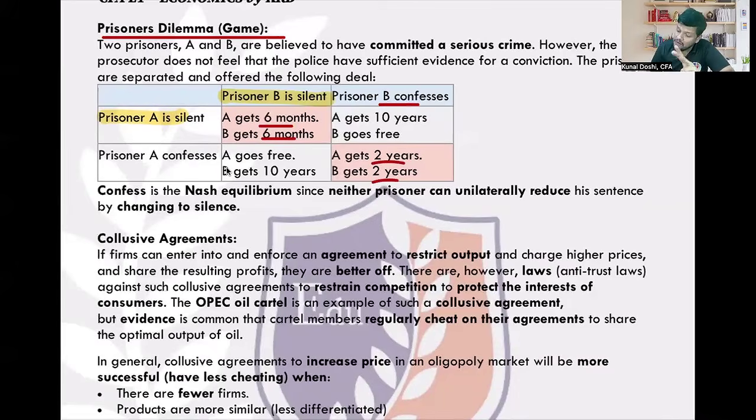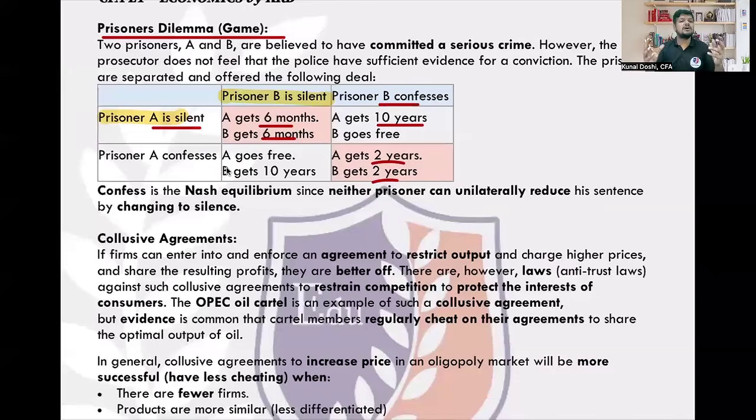But they are also being offered that if one of the persons remains silent and the other confesses, then the one who confesses will walk out free, but the other one gets a 10-year term in jail. Now, even if you would want to stay silent, you're not sure whether the other person in the other room, where he's being interrogated, will remain silent or confess. Because if that person confesses, then you'll be put behind bars for 10 years.